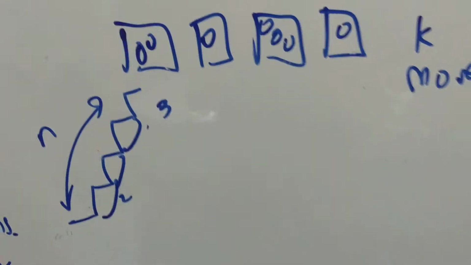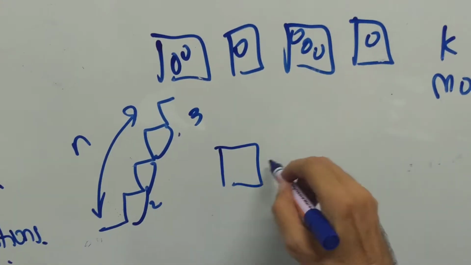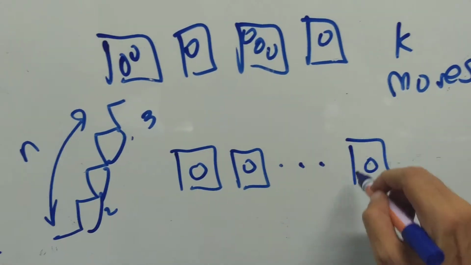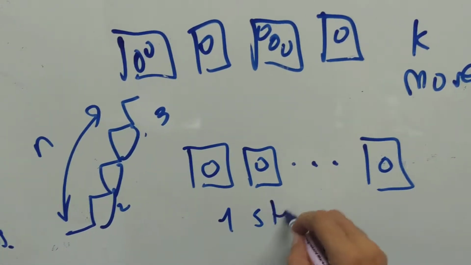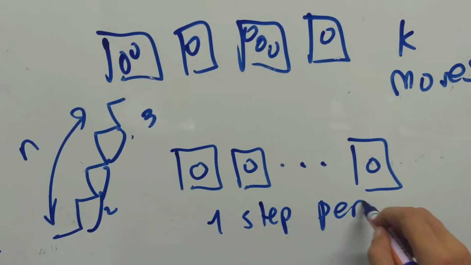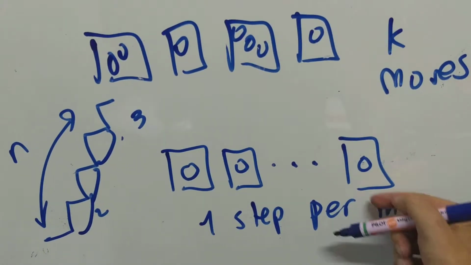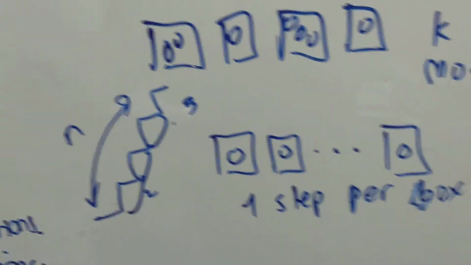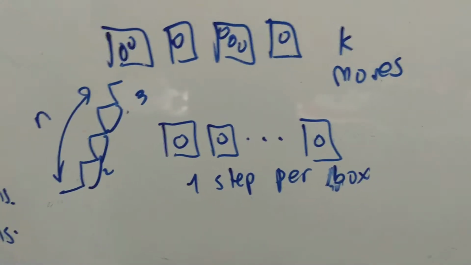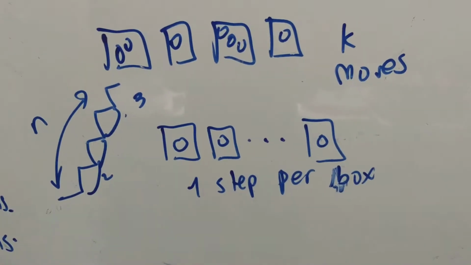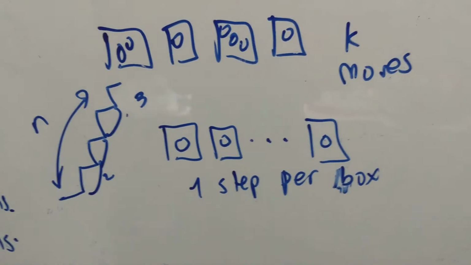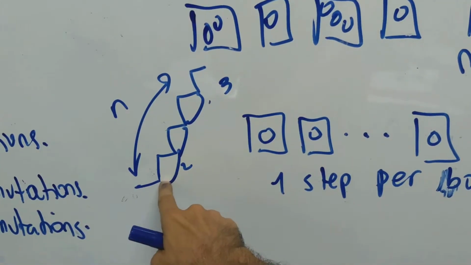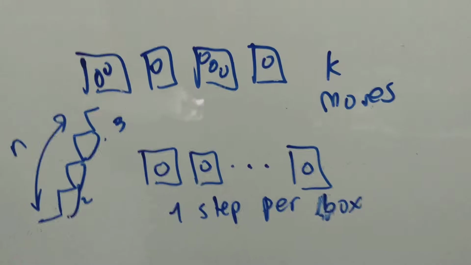Now, he cannot do 0 moves. So in fact, what we have to do is start with a position like this, where he does 1 step per box. So he has put 1 ball in each box because he's not able to do a 0 step. We do not allow that in our Fibonacci problem. Otherwise the guy could just stay down here for 1,000,000 steps, right? So we don't do that.